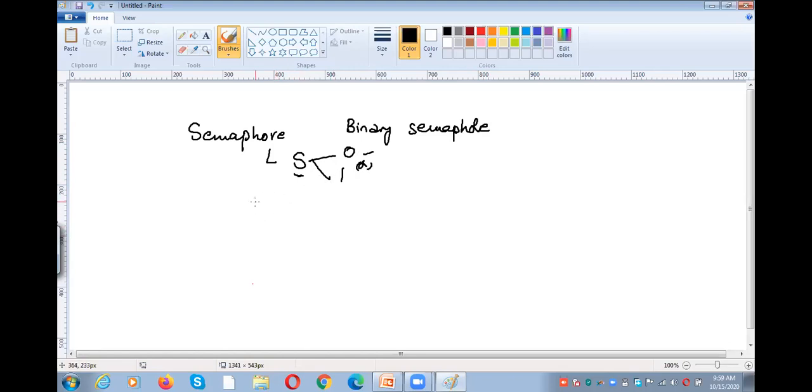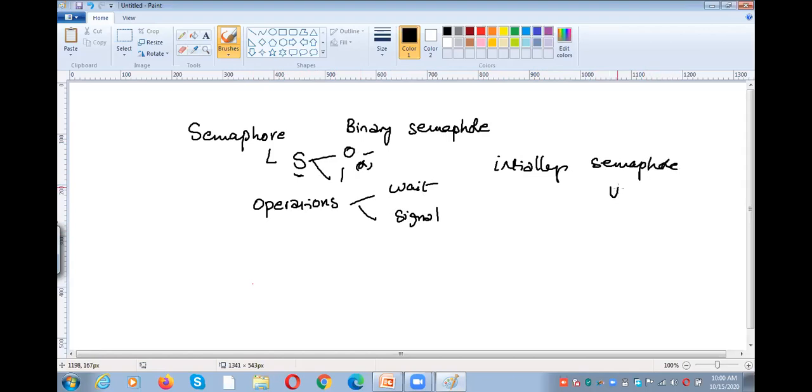So these are the two values, and then one more point. What are the operations you can perform on a semaphore? You can perform two operations. One is wait and the second one is signal. Initially the semaphore value is 1. That means the value of S is 1.